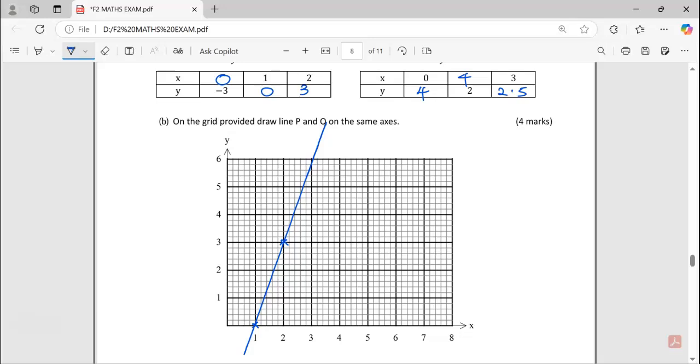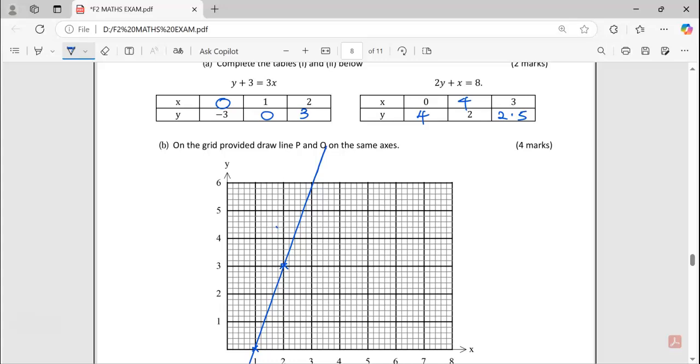So this one, we can write the line y plus 3 equals 3x. We can also plot for the line 2y plus x equals 8. When x is 0, y equals 4, so 0, 4. When x is 4, y equals 2, so we'll have this. And when x is 3, y equals 2.5, so 2.5 we'll have here.